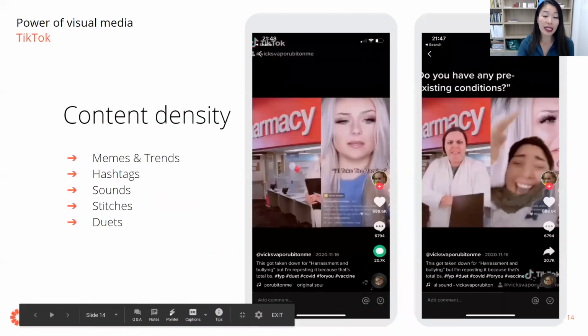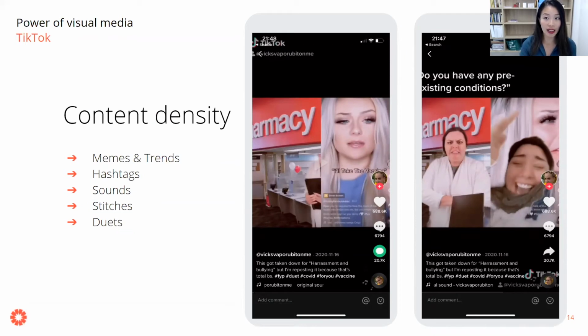So let's look at TikTok as well. One of the things that makes TikTok special is that it is similar to other visual mediums that we're used to, like photos or videos, but on steroids because of the content density. One of the things that makes images and videos powerful is that they communicate a lot of different things at once. So just like memes, which often play on jokes and trends and a collective discourse that attracts a certain group of viewers, with TikTok you have so many of those things happening at once.